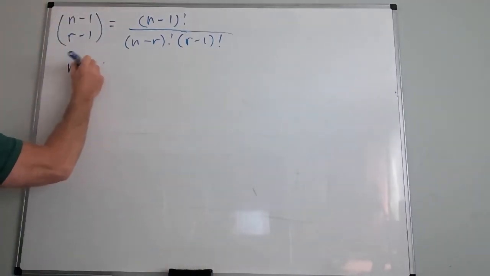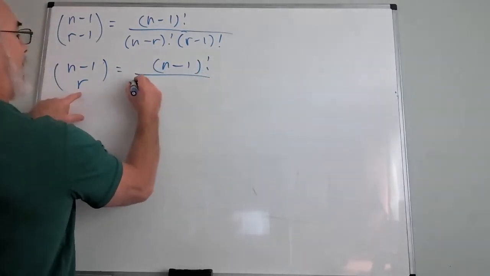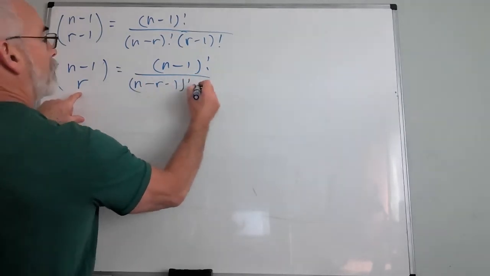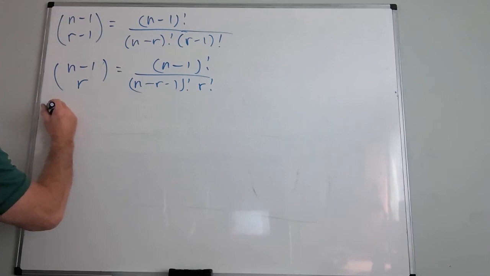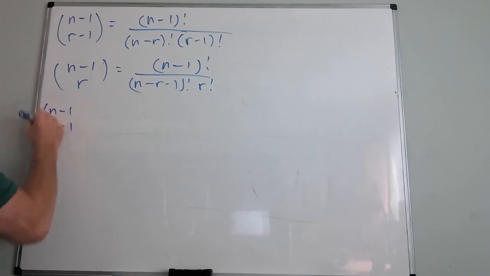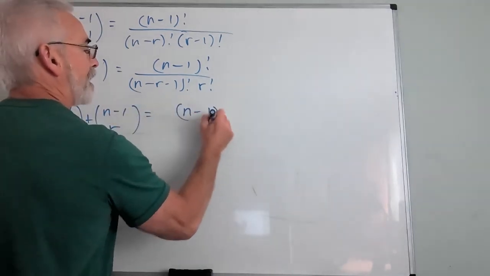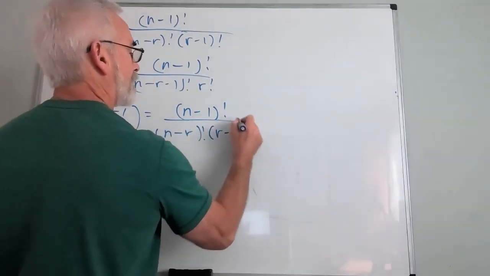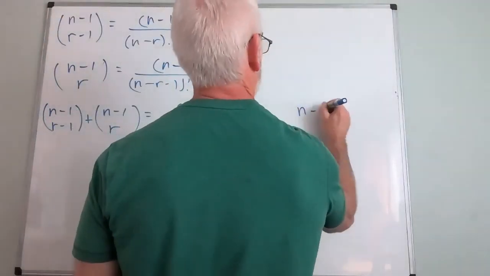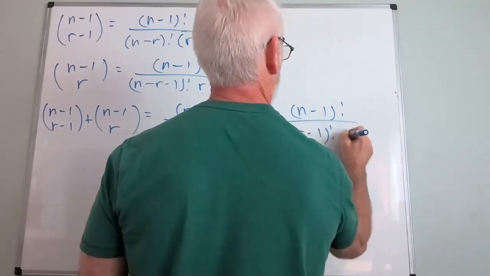And the second one was n minus 1 choose r, which would be n minus 1 factorial over n minus r minus 1 factorial, r factorial. Okay, now I want to add these two quantities together. So n minus 1 choose r-1 plus n minus 1 choose r, of course, will now be n minus 1 factorial over n minus r factorial, r-1 factorial, plus n minus 1 factorial over n minus r-1 factorial, r factorial.